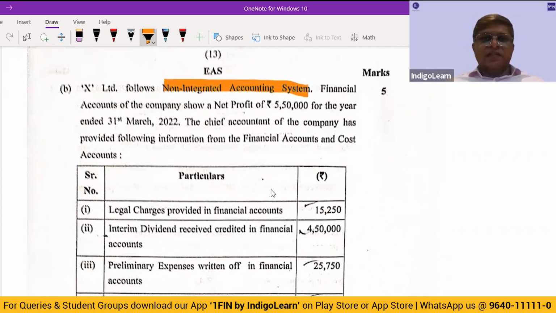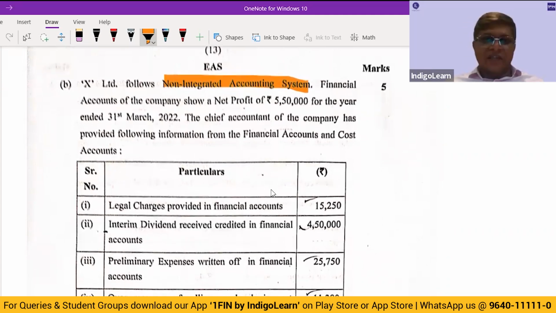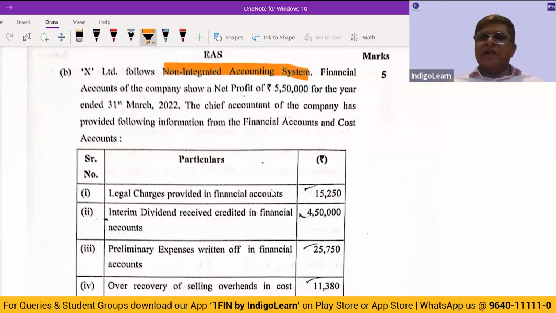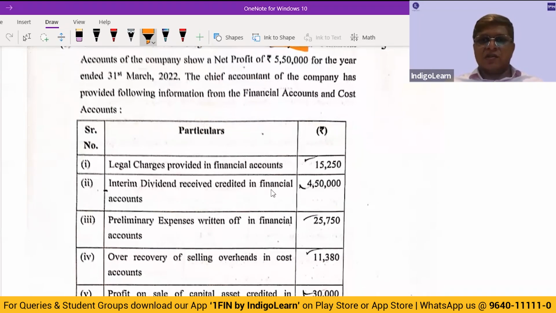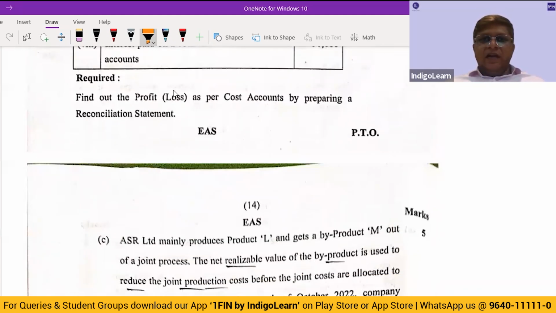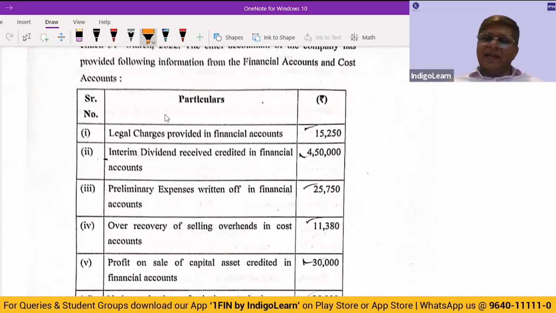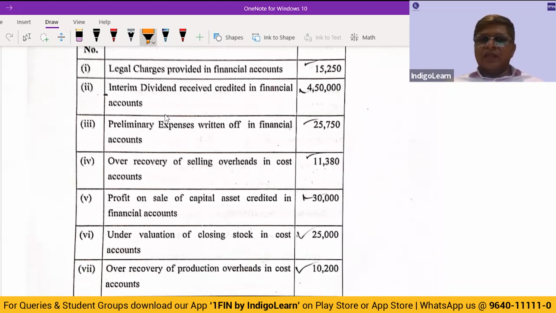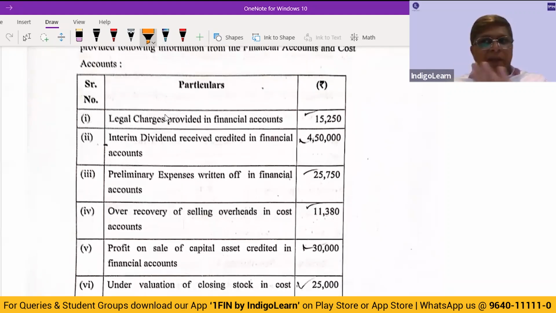All right. So financial accounts of the company show a net profit of 5,50,000 for year ended 31st March 22. Chief accountant of the company has provided following information from the financial accounts and cost accounts. So they have given us the financial accounts profit. Most likely they will ask us to arrive at the profit as per costing records. So let's look at the requirement first. Find out the profit and loss as per the cost account by preparing a reconciliation statement. It was as expected. So it again is a simple question, won't take much time.